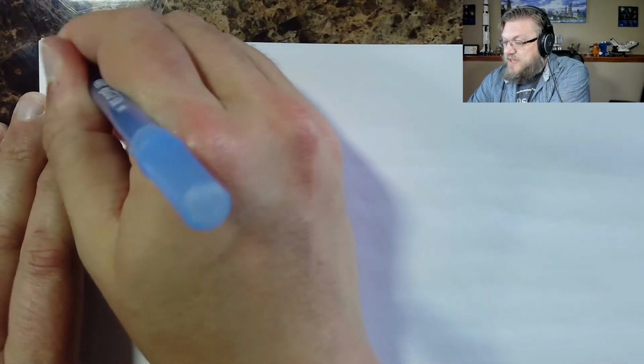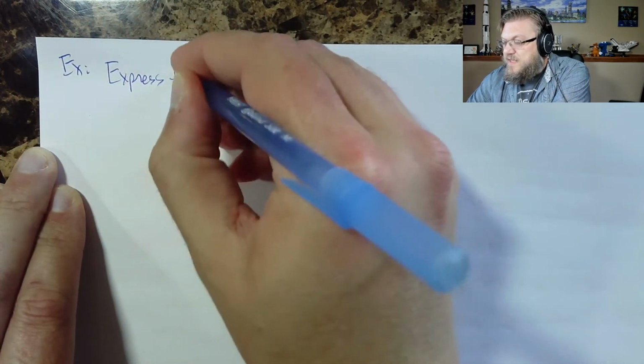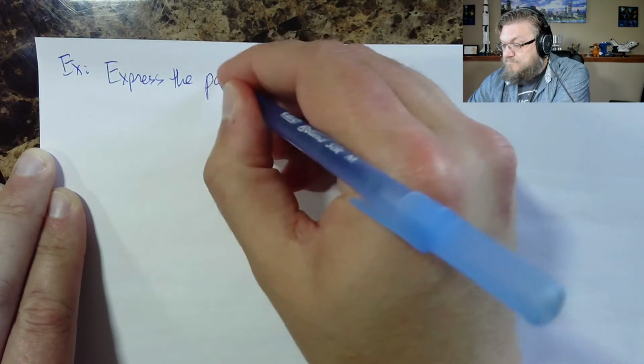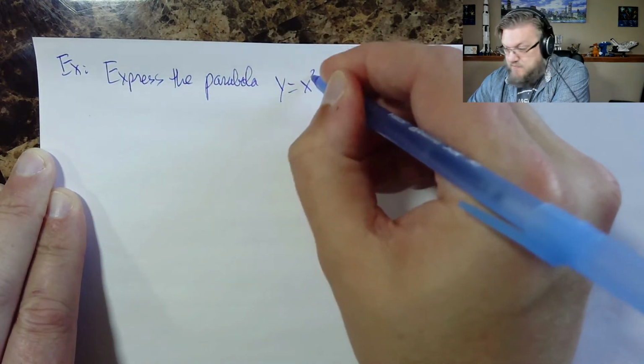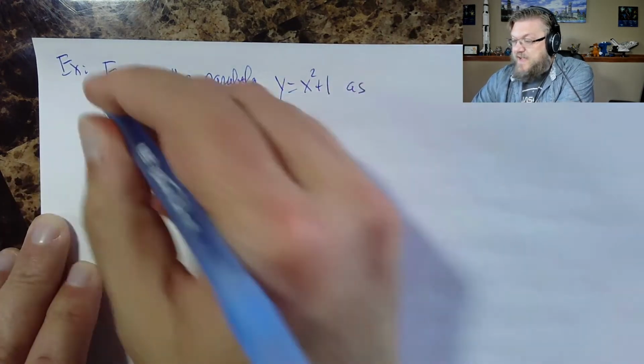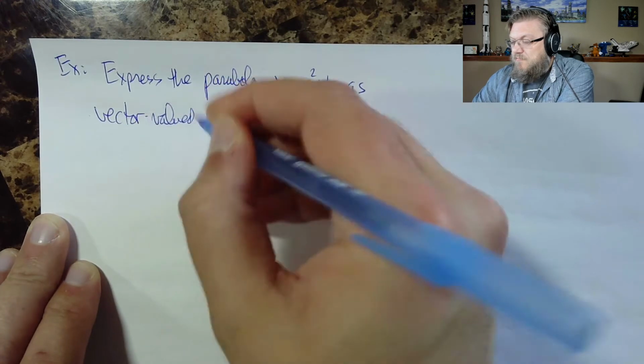All right. So now, here's a little task for us. We want to express the parabola y equals x squared plus 1 as a vector valued function.